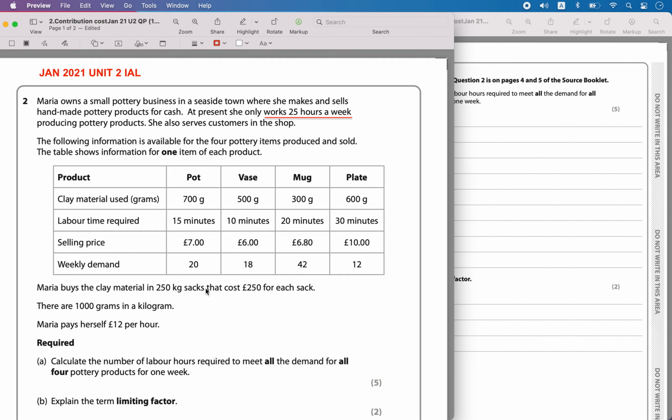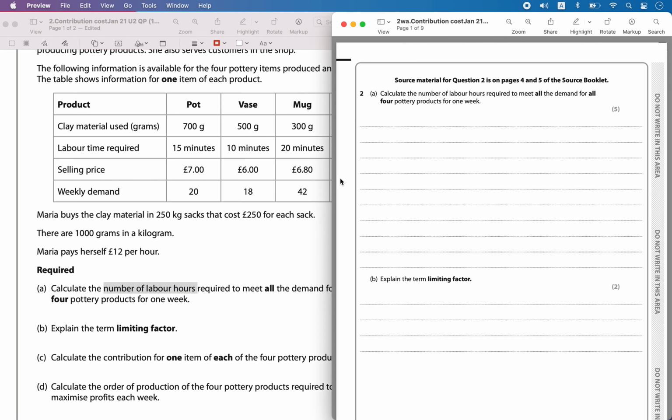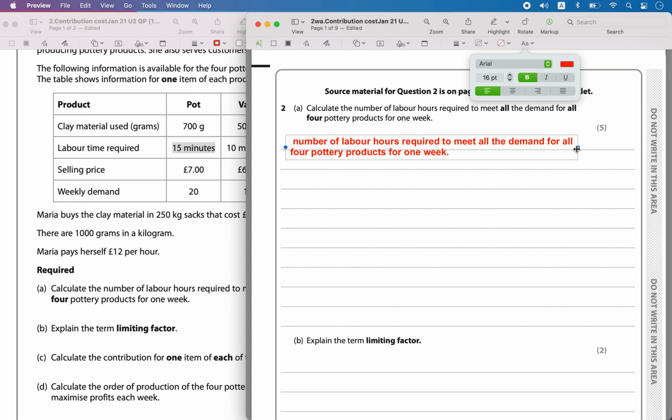Now Maria buys the clay material in 250 kg sacks that cost 250 pounds for each sack. There are 1000 grams in a kilogram, and Maria pays herself 12 pounds per hour. Part A of the question asks: calculate the number of labor hours required to meet all the demand for all the four pottery products for 1 week. So now let's calculate the total number of hours required to meet the demand for all four pottery products for 1 week.